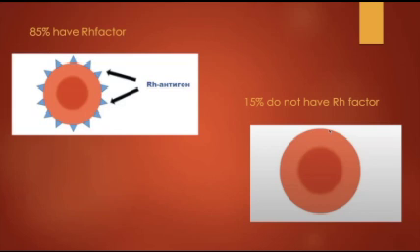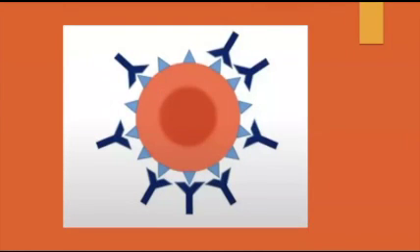Rhesus factor is an antigen, and antibodies can be produced against the rhesus factor. Antibodies look like a grip in this picture. Antibodies are produced in organisms where the rhesus antigen is foreign. For example, if I have rhesus factor, antibodies cannot be produced in my organism.